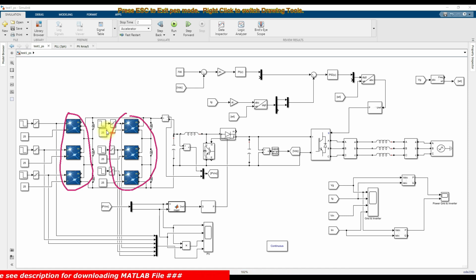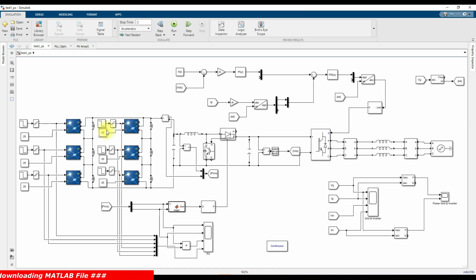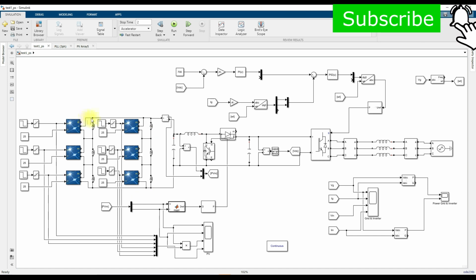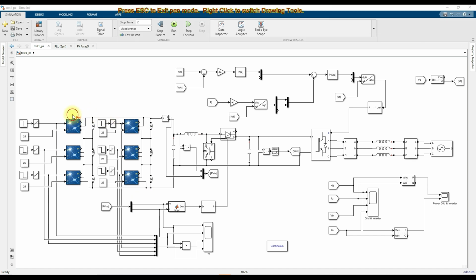So there are two parallel strings, and the total power rating is 3 megawatt. That means each string is going to supply 1.5 megawatt. Both are connected in parallel, so totally we are getting 3 megawatt. And in a single string, that means each string has three groups of arrays.